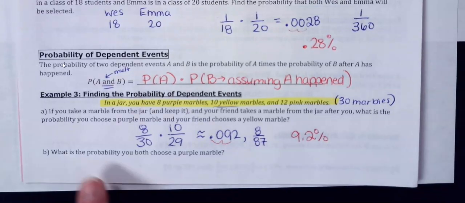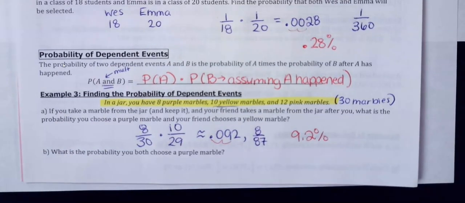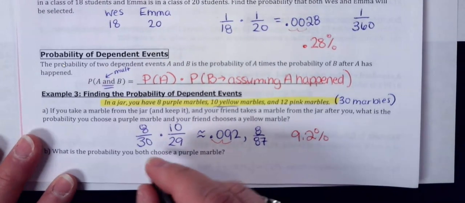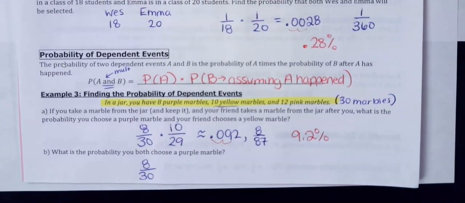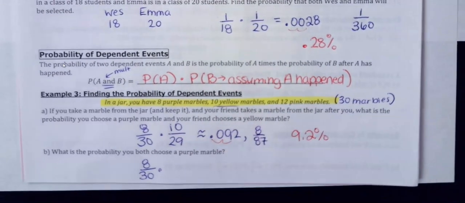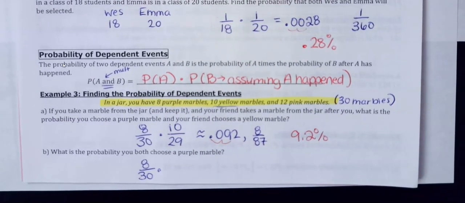Okay, now this is a little different, so think about this before you answer it. The second part of this question, so same jar, same marbles, says what's the probability both you and your friend would draw a purple marble? Okay, so me drawing the purple marble on the first draw would still be the same as the previous question. Now, remember, you're going to assume that that first person drew a purple marble. So what is now the probability of the second person also would draw a purple marble?